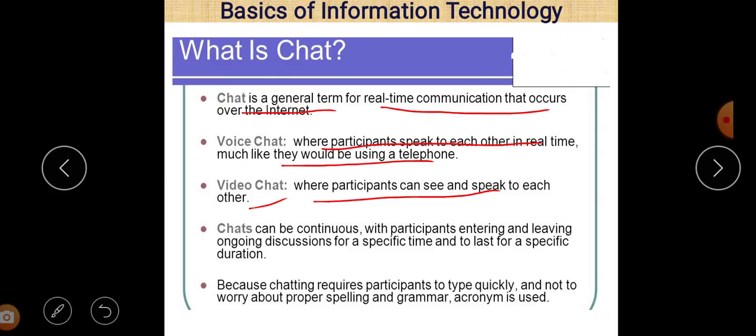And normal chat can be continuous, with participants entering and leaving an ongoing discussion, and can last for a specific duration. And there is one more important point regarding chatting: chatting requires participants to type quickly and not to worry about proper spelling and grammar. So there may be spelling mistakes when chat is used, and some short forms are also used while chatting. So three types of chatting are there: voice chat, video chat, and text chat. Most common format of the chat is text chat.